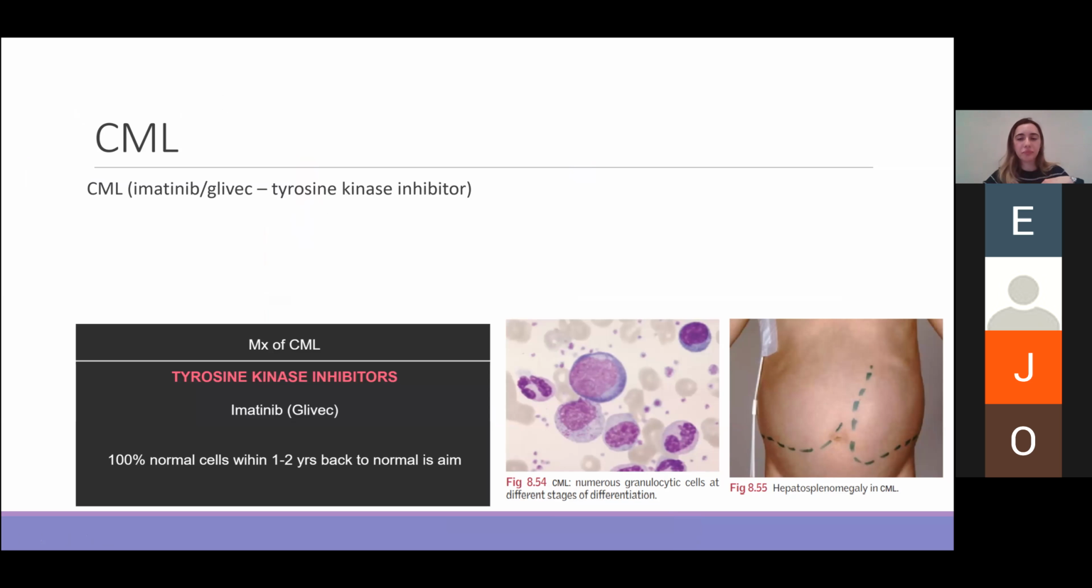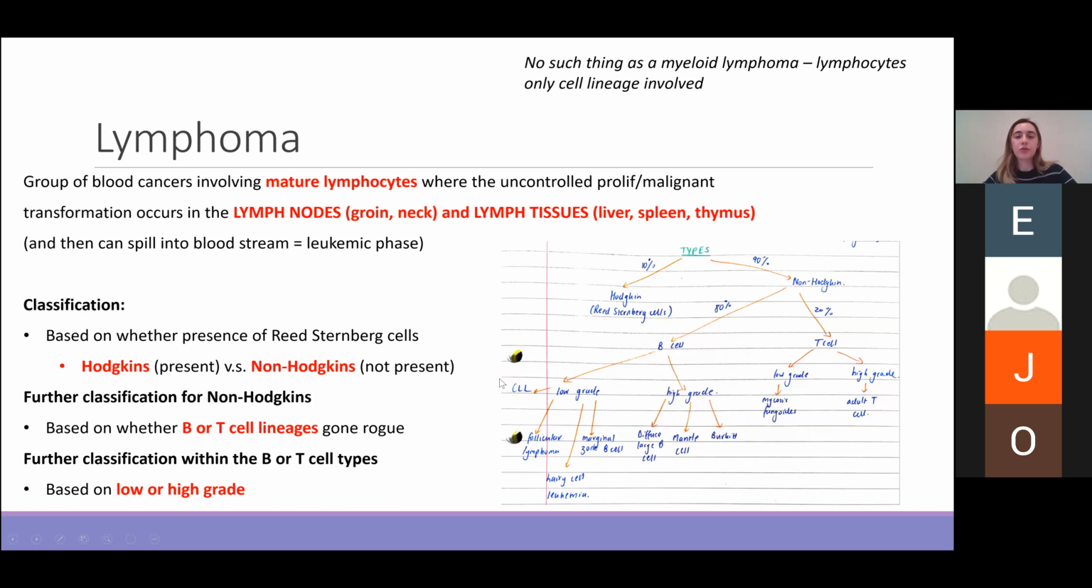And so there is a summary table of all of this, but I just wanted to say specifically for CML that this is something which is very treatable, and you treat with tyrosine kinase inhibitors, and you aim to actually get 100% back to normal cells. So hematologists are very proud of this, so it's good to know. And again, I'll show you the summary table in a second for all of those, but we'll quickly move on.